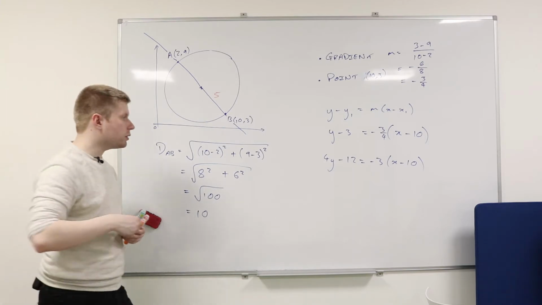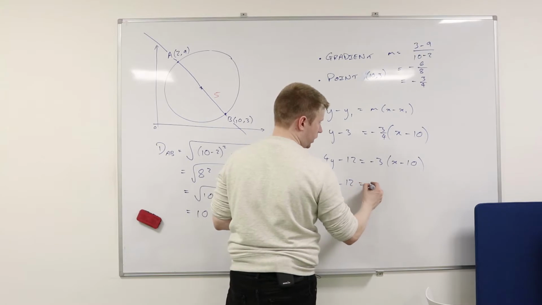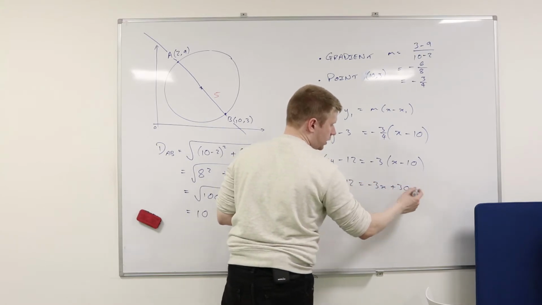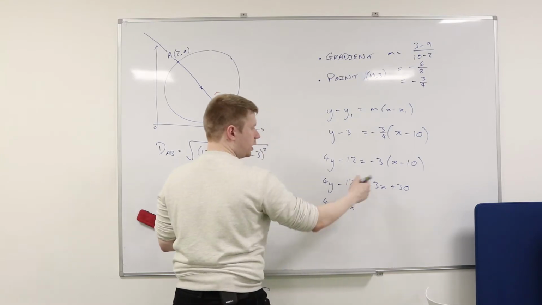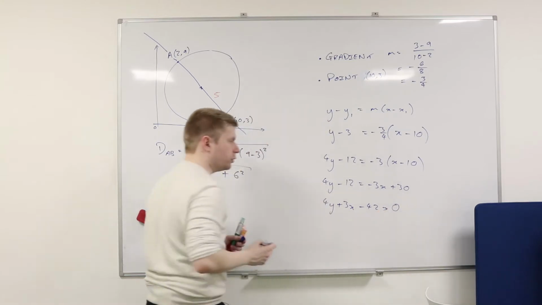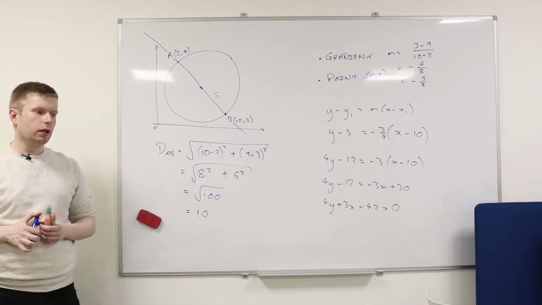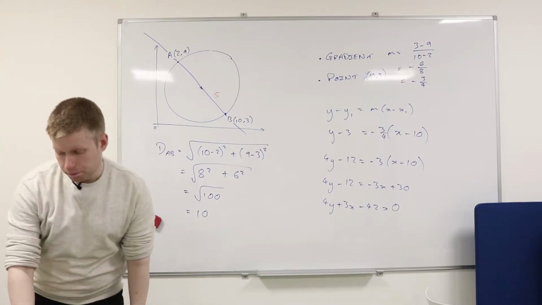So good? Okay, good. And then you just fiddle around with this. So you get 4y, take away 12, equals negative 3x plus 30. Get everything on the same side. So 4y plus 3x, negative 12, take away 30. There's your negative 42. That's, of course, equal to 0. Questions? Is this okay? All right, okay.